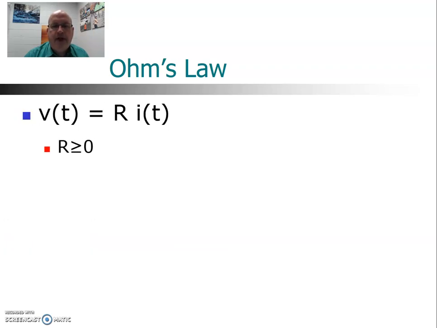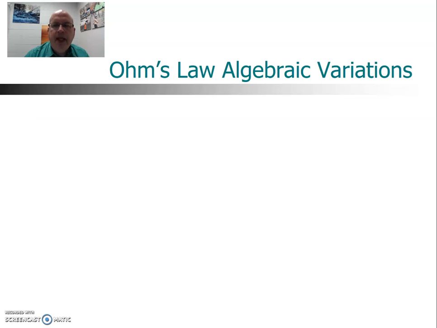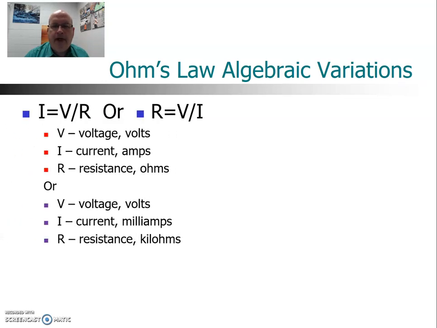Now, if you are an engineer, you use the function notation. So you have voltage is a function of time, V sub t, is equal to R, which is a constant, times I sub t. So that's the way the engineers would write it, but for us, we'll just stick with the algebraic version.